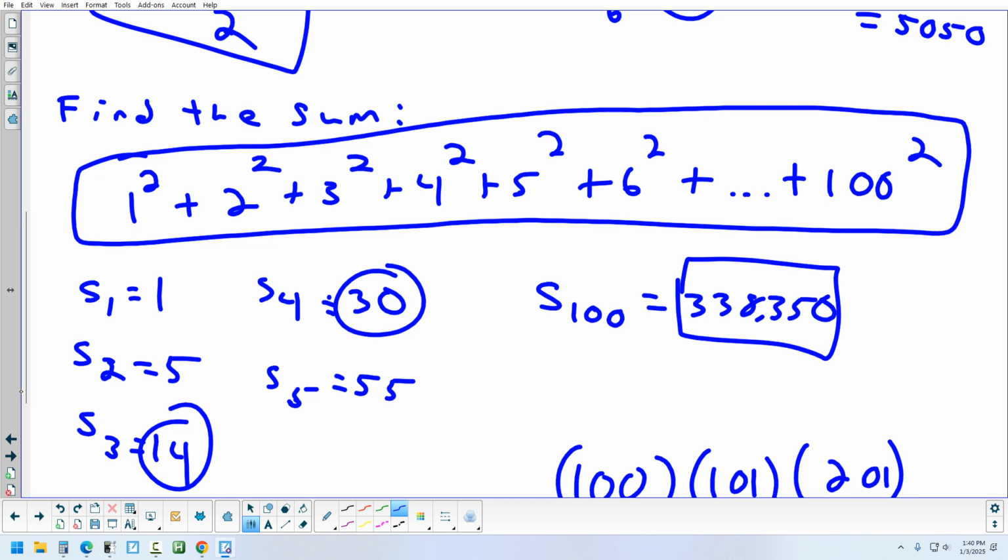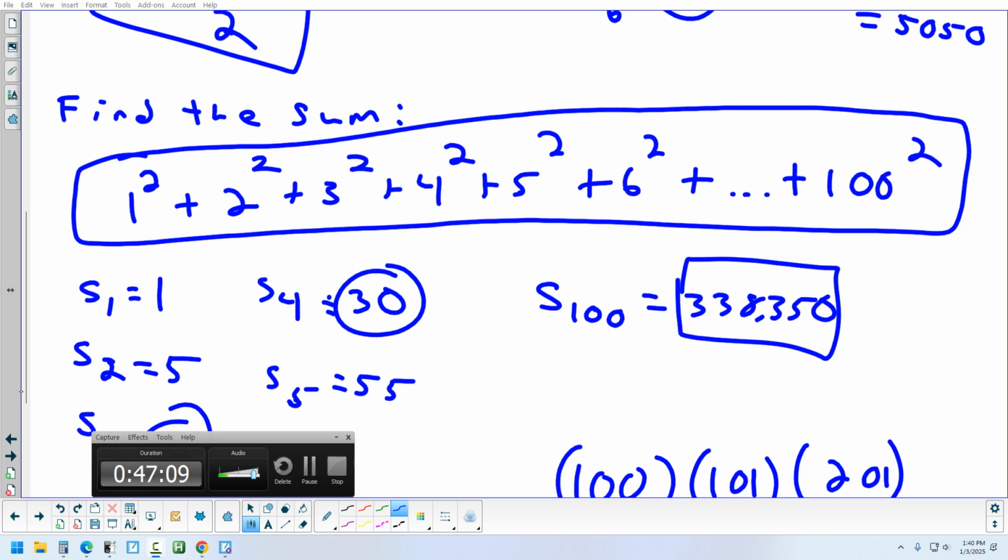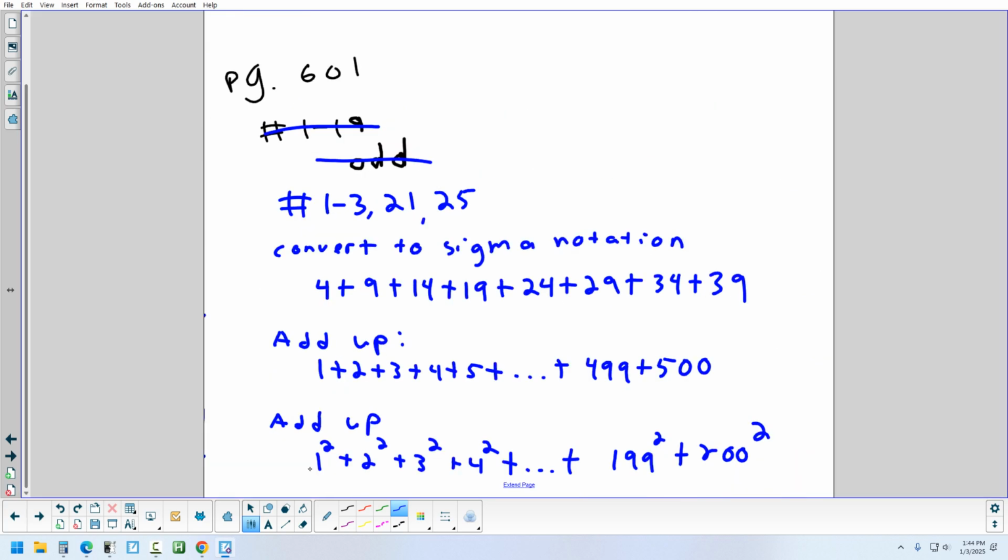All right, so let me put up the homework. It's 1 through 3, 21 and 25 in the book. Convert, we'll call this problem A, convert that to sigma. Problem B, add up every number from 1 to 500, going by ones. And problem C, add up every number from 1 to 200, squaring each number as you go.